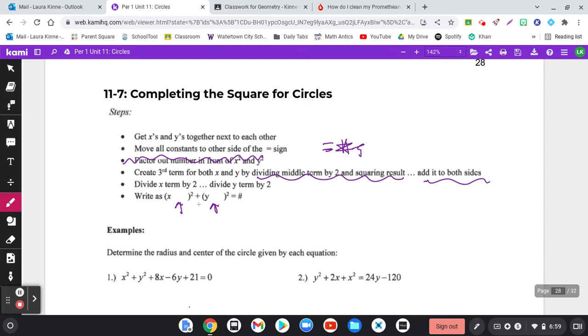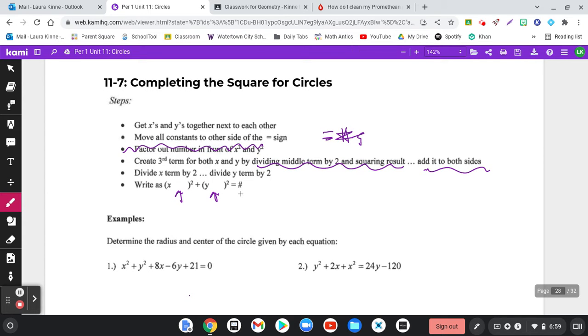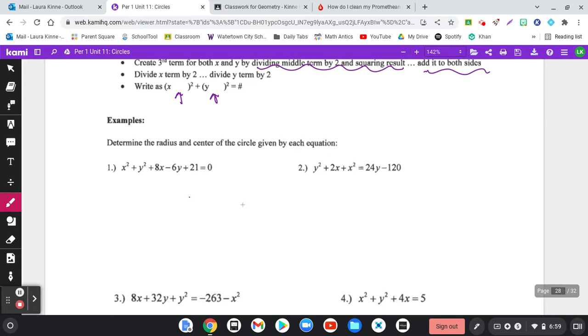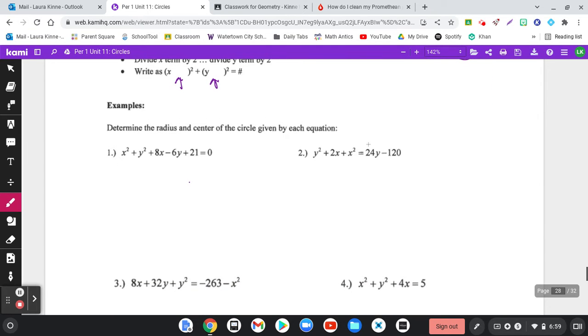Because then if you notice, whatever's with x in the parentheses will be the x value in your center point of your circle. Whatever's with y will be the y value. And over here is your radius squared. Okay, so let's actually look at it together.